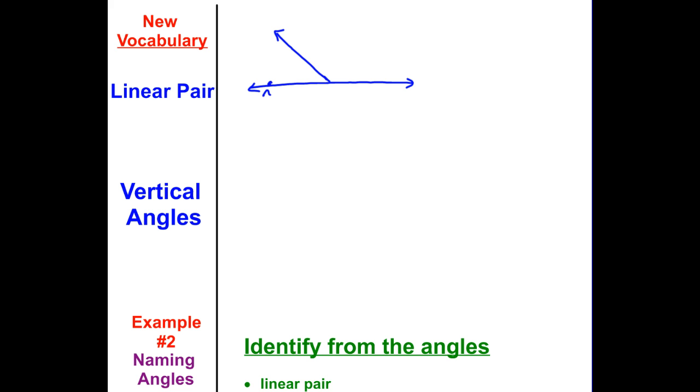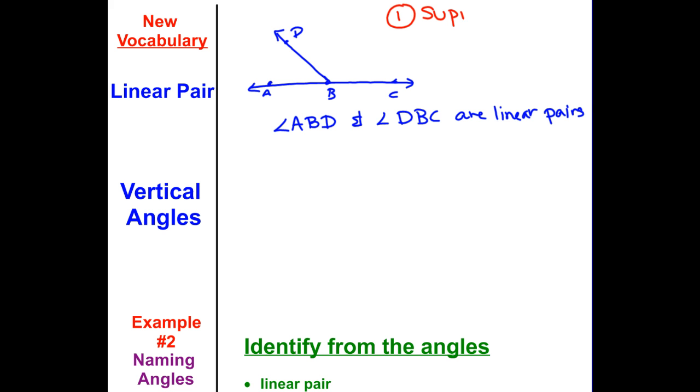So if I look here, I'm going to call this A, call that B, call that C, and call that D. That means that angle ABD and angle DBC are linear pairs. They make 180 degrees. They're supplementary to each other, and they are adjacent. So the two things that make something a linear pair is that one, they're supplementary angles.